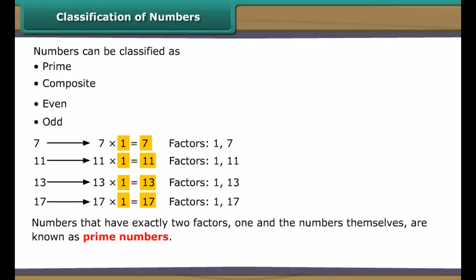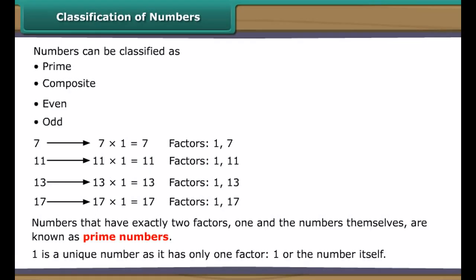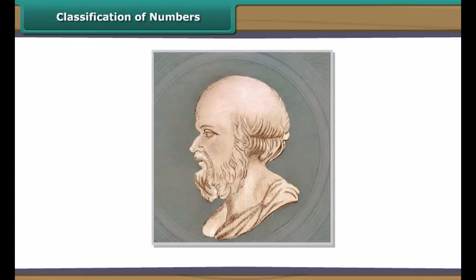Numbers that have exactly two factors, 1 and the numbers themselves, are known as prime numbers. 1 is a unique number. It has only one factor, 1 or the number itself. A Greek mathematician called Eratosthenes devised an easy method to locate the prime numbers between 1 and 100. Let us take a look at this method.